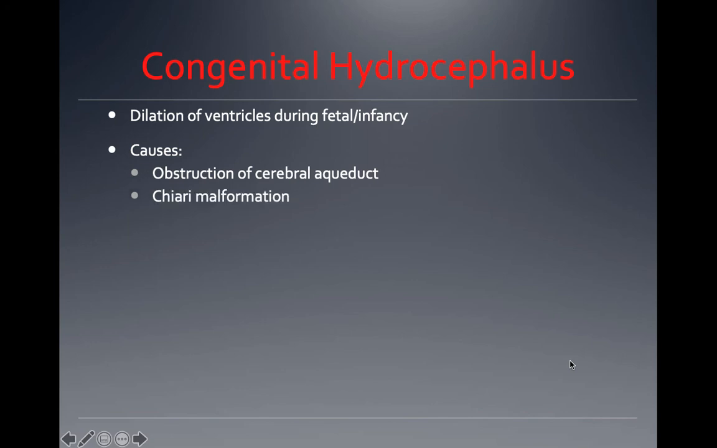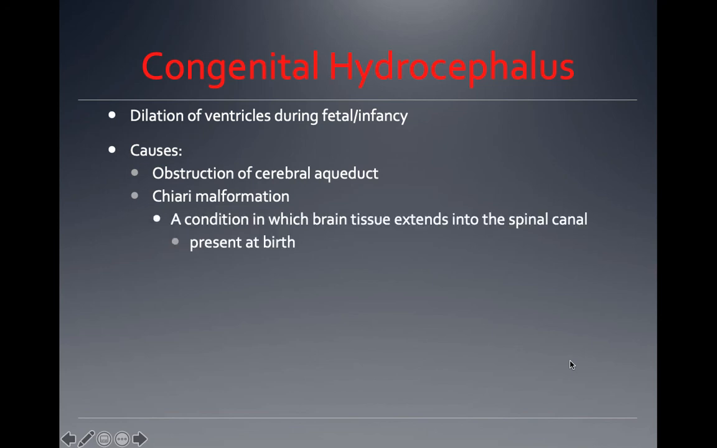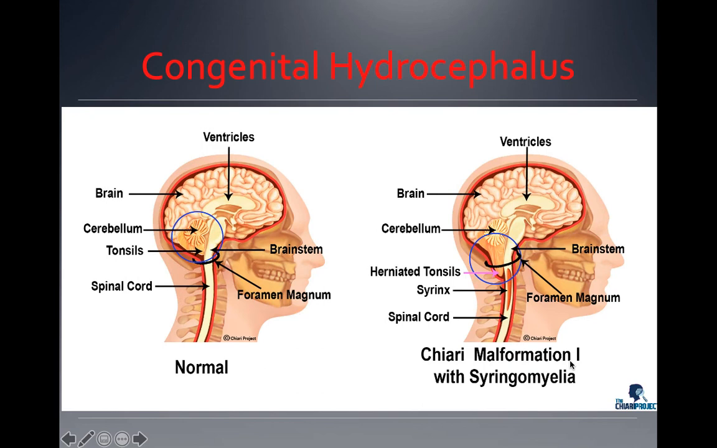And then you can also have what's called a Chiari malformation. This is a condition where the brain tissue actually extends into the spinal canal, and this is present at birth. It's kind of interesting because not only humans get this, but some dogs can get a Chiari malformation. I had a really wonderful dog who, unfortunately, eventually died from this malformation. And so you can see this.